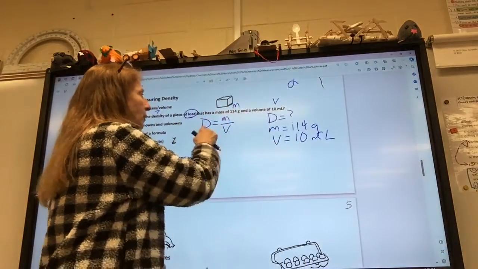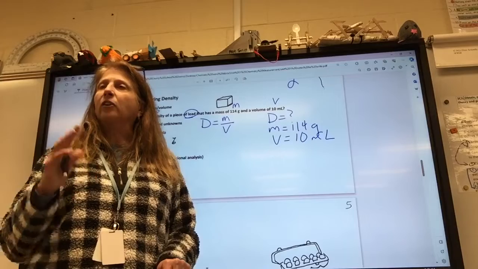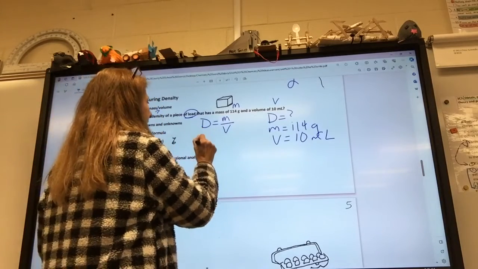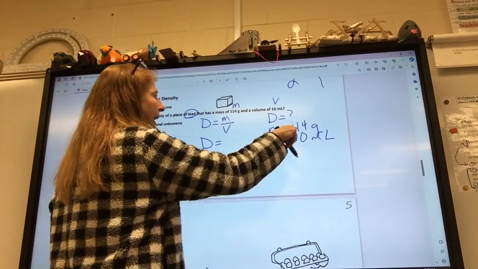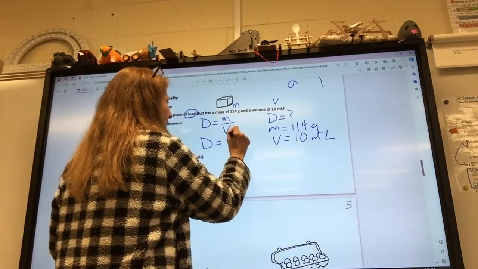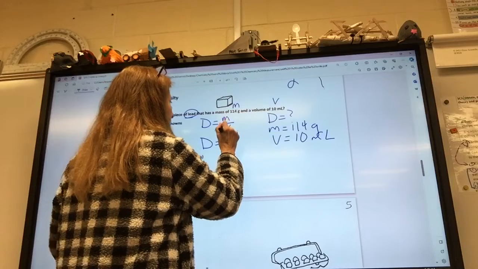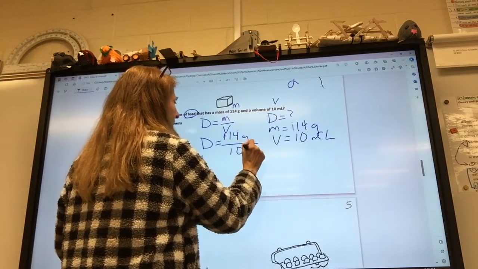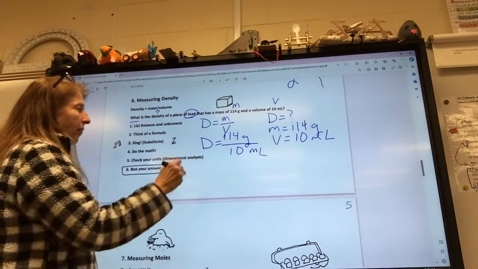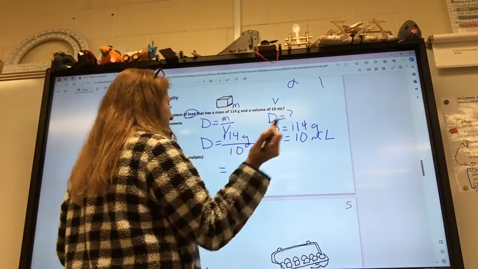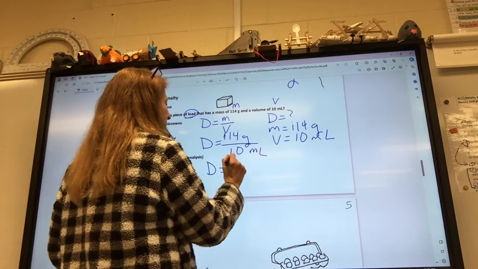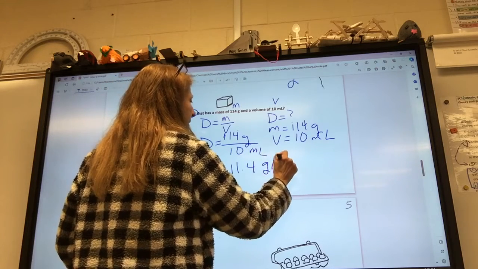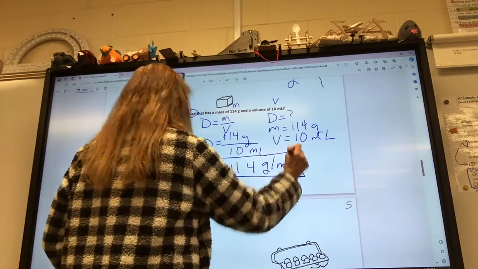So D, I'm going to leave as a D, because remember, things we don't know in math, we let be a letter, right? So this is D. Now I substitute in for mass, 114, I read that backwards, y'all didn't notice, 114 grams over 10 milliliters. Then you do the math. I can do it on my calculator, but this one is easy enough, I can do it in my head. 11.4 grams per milliliter. I'll put a box around it.